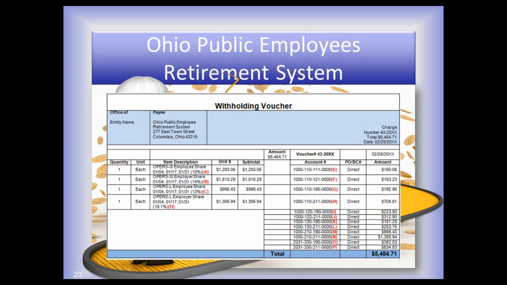Our fictional entity submits the monthly contributions report and payment online through the OPERS Employer Contribution System, or ECS. Find out about OPERS ECS, online payment and reporting, at the OPERS website. In the Payroll 101 document, we review where the amounts on this voucher come from. You can look over this at a later time.